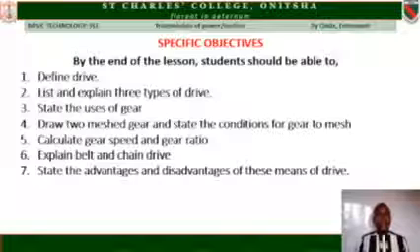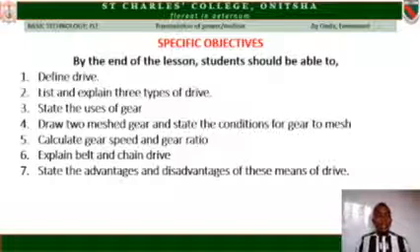By the end of the lesson, you should be able to obtain the following specific objectives. 1. Define drive. 2. List and explain 3 types of drive. 3. State the uses of gear. 4. Draw 2 mesh gear and state the conditions for gears to merge. 5. Calculate gear speed and gear ratio. 6. Explain belt and chain drive. And lastly, number 7, state the advantages and disadvantages of this means of drive.